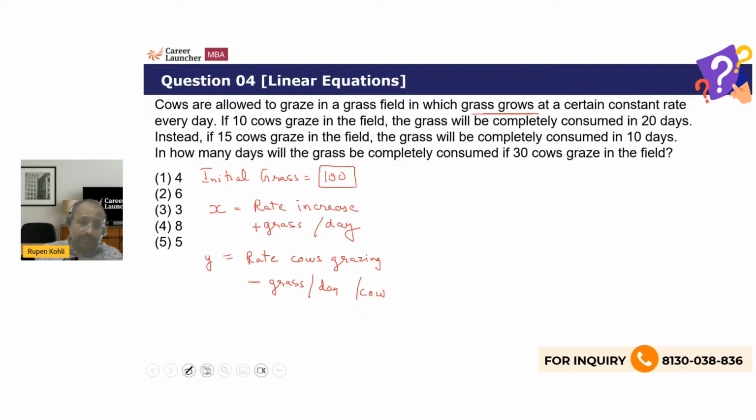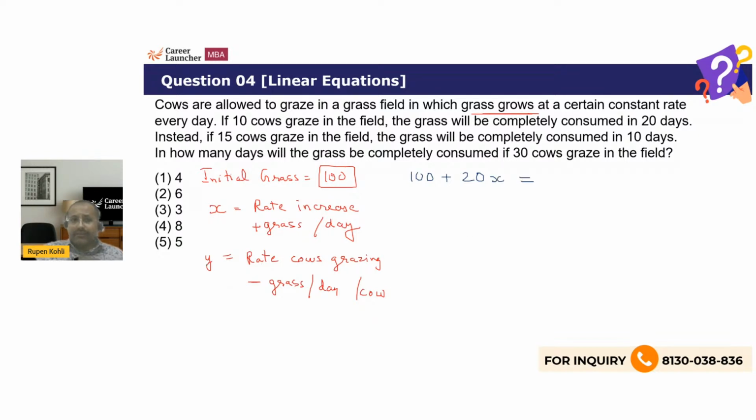So what are the equations? Obviously the grass is being eaten away completely, so the total initial grass plus what gets generated by the per day increase in grass should equal what is being consumed. So that's the equation. So the first equation will be 100, the initial quantity of grass, plus, it took 20 days to completely consume, so X is the rate, so 20X units will be produced, right? Should equal what was consumed.